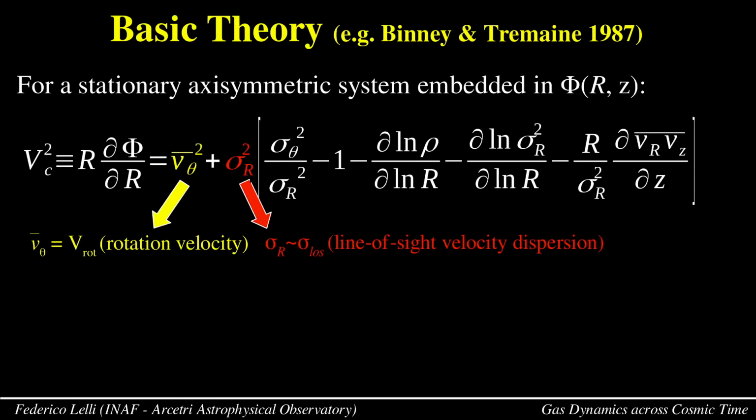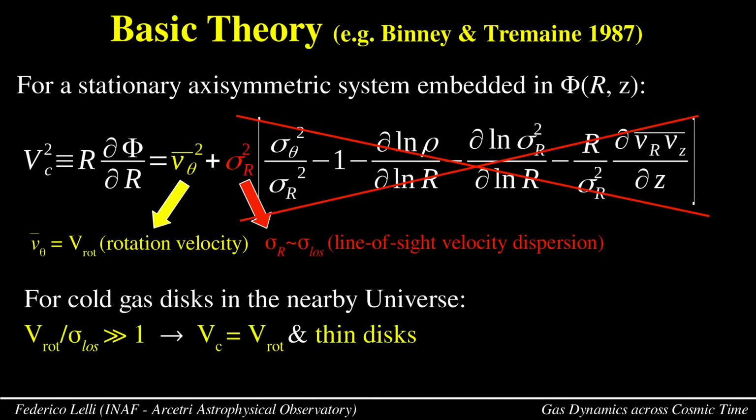This is not in general measurable in external galaxies, but as an order of magnitude, it goes like the line-of-sight velocity dispersion, which is what we measure from the width of the emission lines. But for cold gas disks in the nearby universe, we have an extreme simplification because in general, the rotation velocity is much larger than the line-of-sight velocity dispersion. And so essentially the circular velocity to a good approximation is given by the rotation velocity that we can measure. And we can also use a thin disk approximation because of this fact.